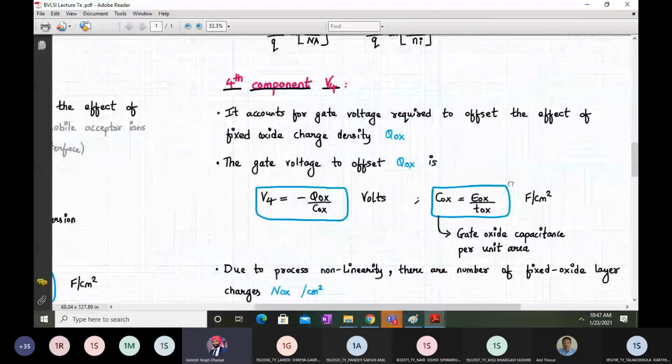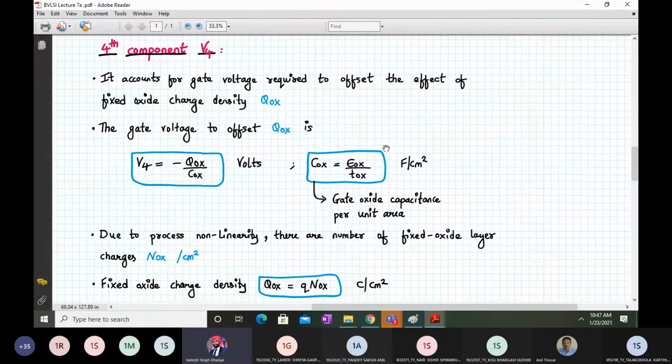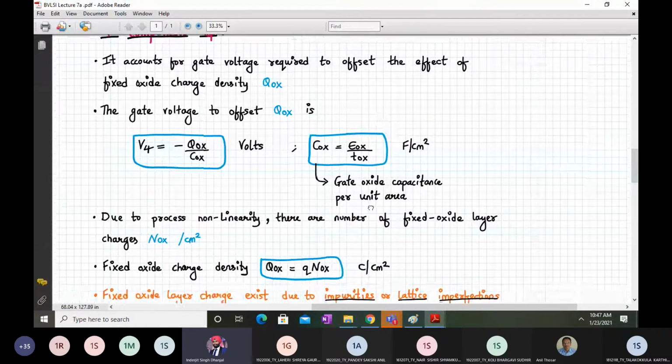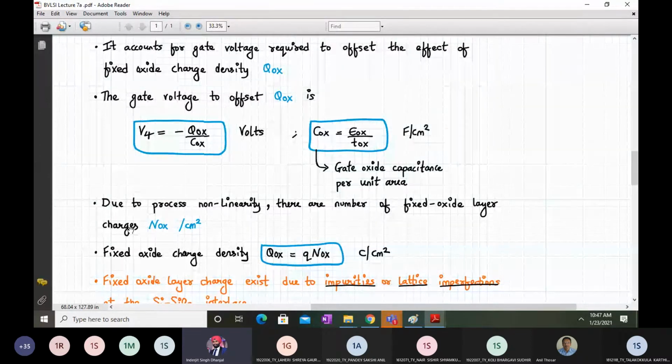Let us go to the fourth component. The fourth component is due to process non-linearities. This fourth component accounts for the gate voltage required to offset the effect of fixed oxide charge density, QOX. Due to process non-linearities, there are a number of fixed oxide charges present inside the oxide layer. I told you during manufacturing there can be some charges which can be trapped inside the oxide layer.